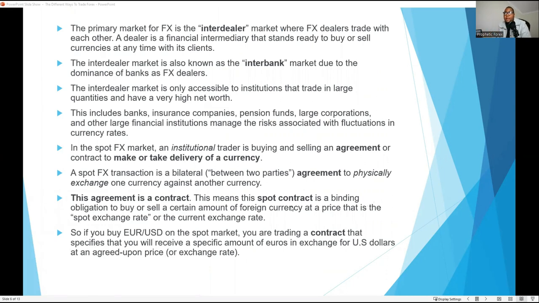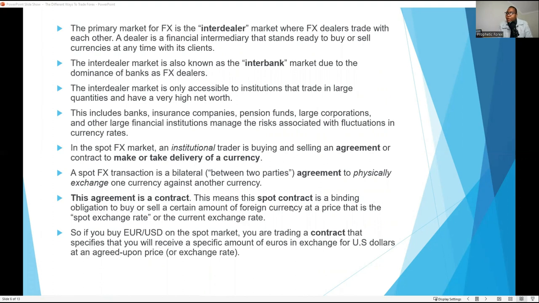So the primary market for the FX is the inter-dealer market, where the FX dealers trade with each other. A dealer is a financial intermediary that stands ready to buy or sell currencies at any given time for its clients. Now, the inter-dealer market is also known as the interbank market due to the dominance of banks as FX dealers. You get me? We're going somewhere, guys. The inter-dealer market is only accessible to institutions that trade in large quantities and have a very high net worth.